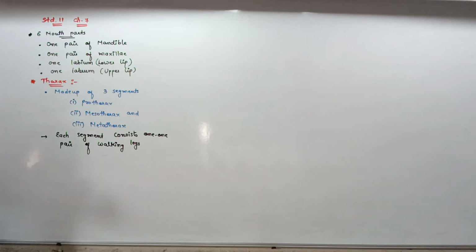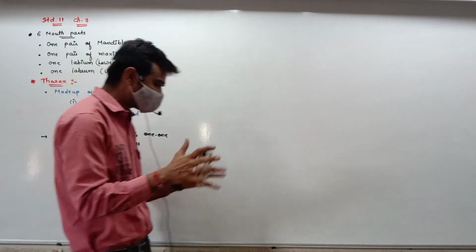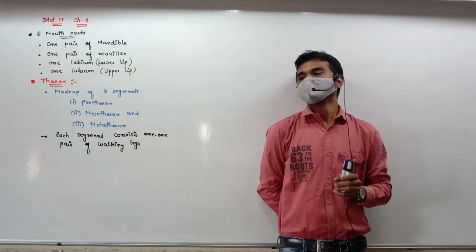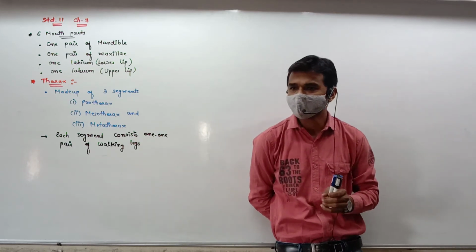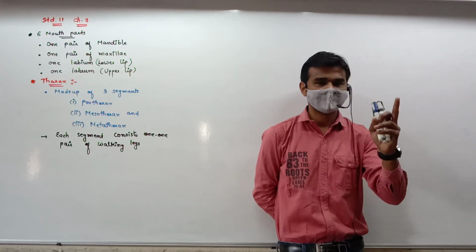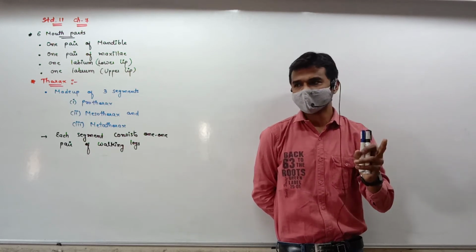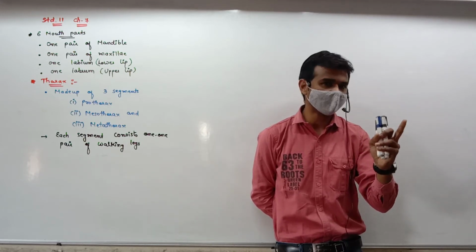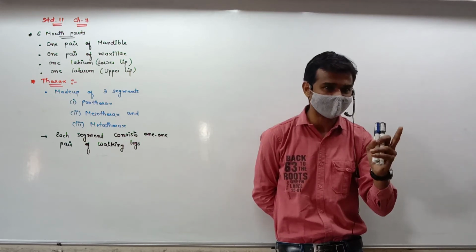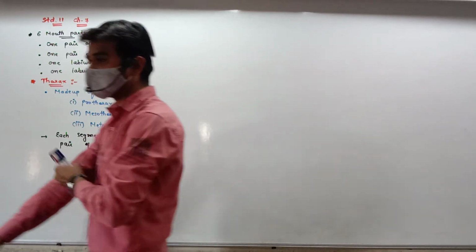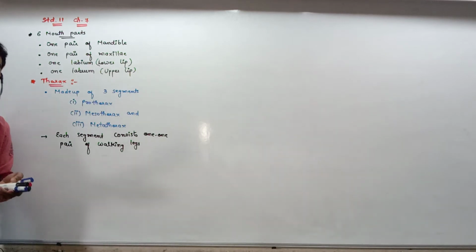So each segment consists of one pair of walking legs, so a total of 6 walking legs are there. And the cockroach belongs to Arthropoda, so joints are there in the appendages. We have already learned in the 20th chapter, the human skeleton, fine. So here, in each walking leg, 5 parts are there.